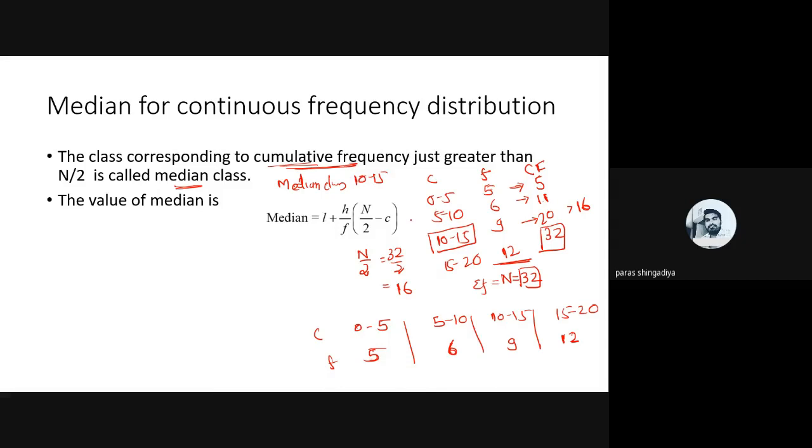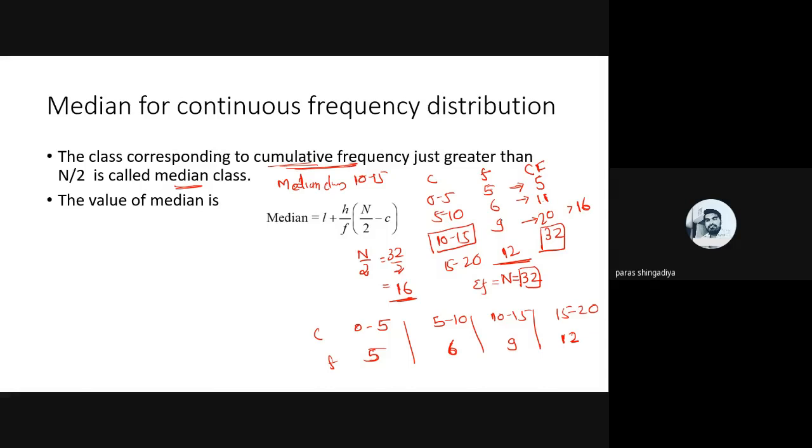Again, I repeat how to check the median class by using the CF. Find the total of the frequency, then find n by 2. N by 2 will be 32 by 2, which is 16. Now check the CF. We'll check the value in the CF which is just greater than n by 2, meaning just greater than 16. After 16, which value is there? It is 20 in the CF. So according to 20, which class is there? The frequency is 9, and as per the 9, 10 to 15 is the class interval. So that will be our median class.